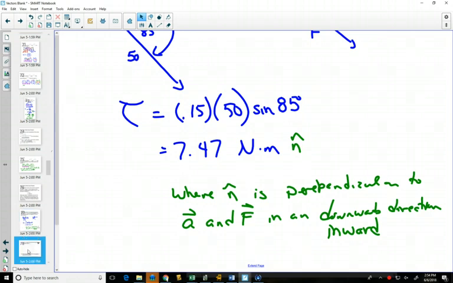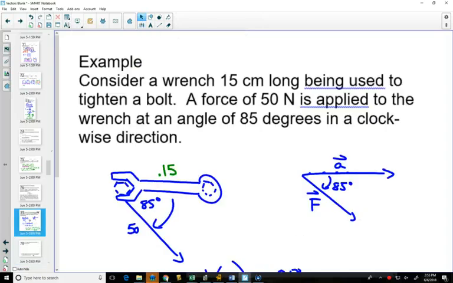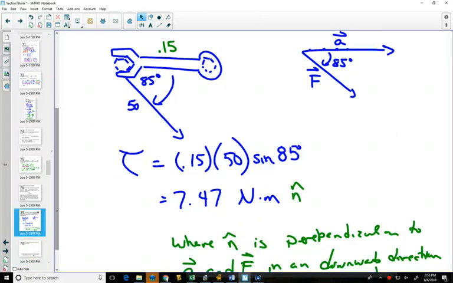And then in part B, what angle should the force be applied to maximize the torque? 90 degrees. Why does that happen? Well, if we look at our formula, the angle that maximizes is when sine is at a maximum. The biggest sine can be is equal to 1, and sine is equal to 1 at 90 degrees.